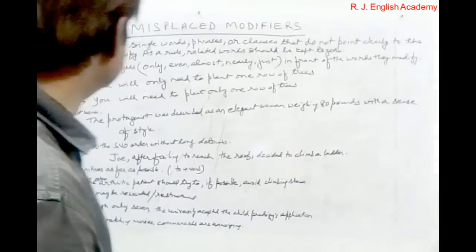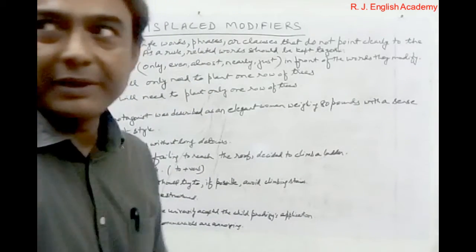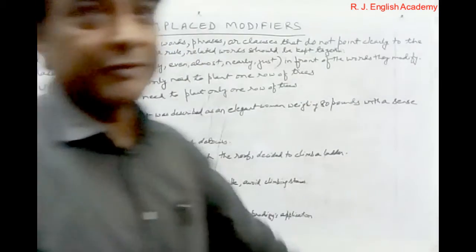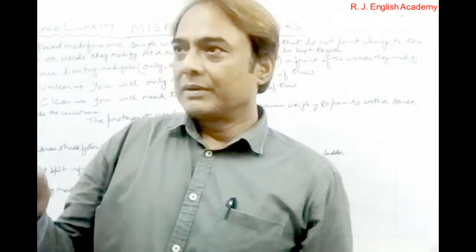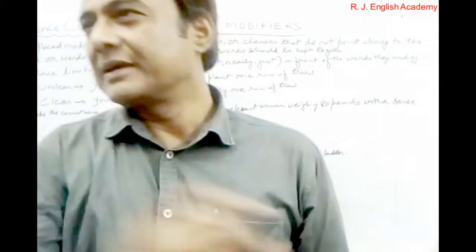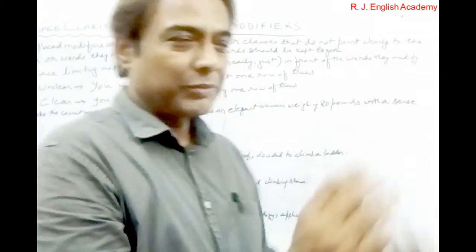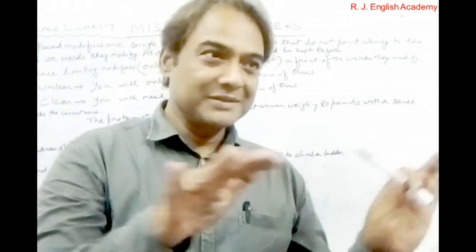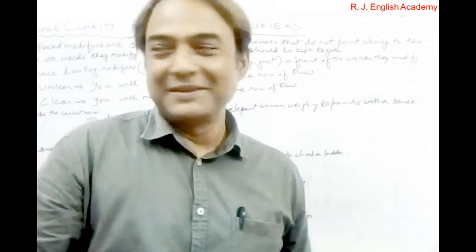For example, let us put a summary. For sentence clarity, one is misplaced modifiers. You modify a word, but you place it incorrectly. So what happens is that you want to modify A, but you are actually modifying B. It looks okay, it sounds okay, but the meaning is different.